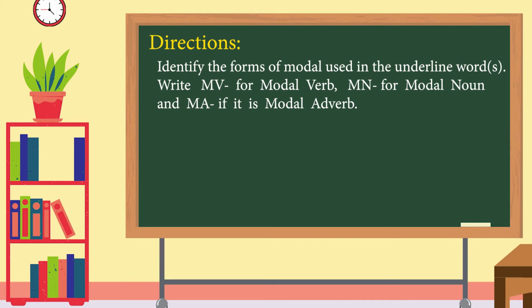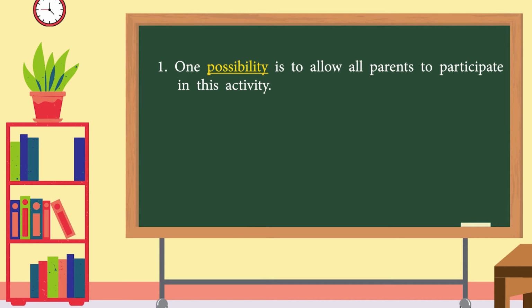Directions. Identify the forms of modal used in the underlined words. Be careful in choosing your answers. You can use a piece of paper. Write MV for modal verb, MN for modal noun, and MA if it's modal adverb. Number 1. One possibility is to allow all parents to participate in this activity.